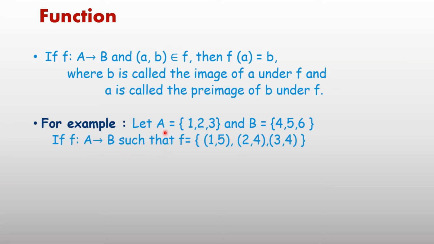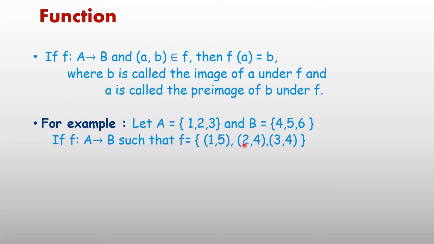For example, set A is {1, 2, 3}, set B is {4, 5, 6}. f is a function from A to B, and f is given. Now you can easily check whether it is a function or not. Function means a subset of A cross B, satisfied. Second condition, domain equal to set A. Domain is 1, 2, 3, which equals set A. And there are no two ordered pairs having the same first component, which means it is a function.